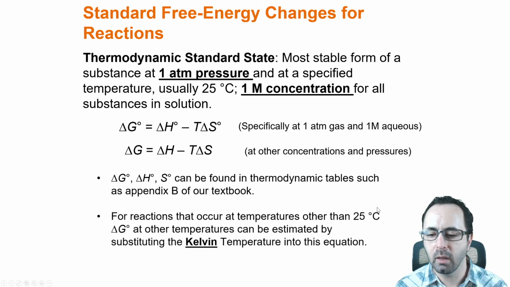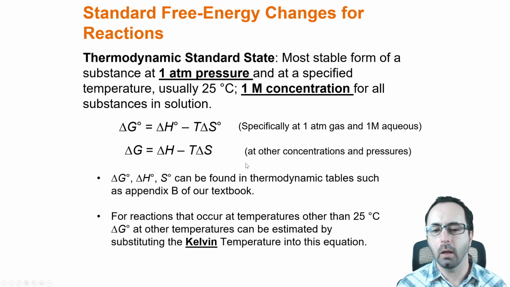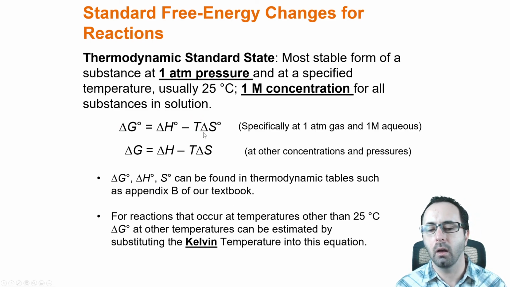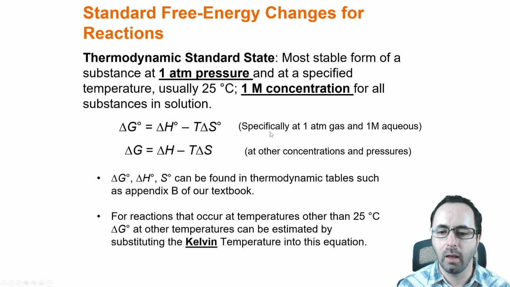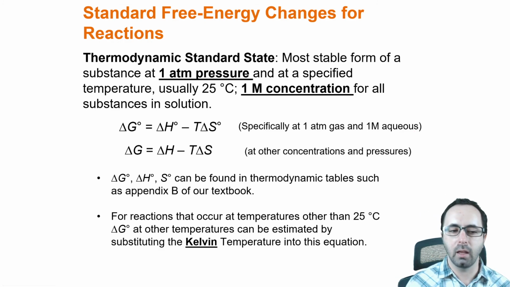And for reactions that occur at temperatures other than 25 degrees Celsius, you can estimate the delta G standard at a different temperature simply by plugging in the temperature right there. So even if you're using standard values, these values do change with temperature, but not that much. And so you can approximate a delta G standard by simply entering the temperature, whatever temperature it is, even if it's not 25 degrees Celsius. But remember, if you have standard values, those are for a very specific situation: 1 atmosphere gas, 1 molar aqueous.